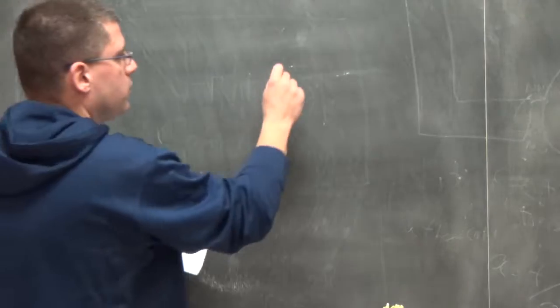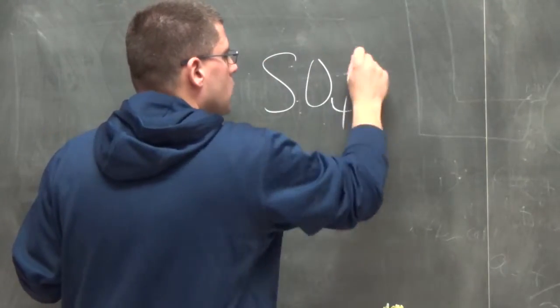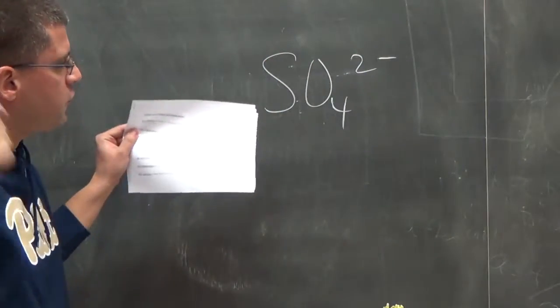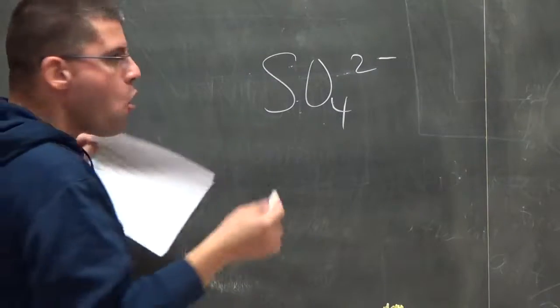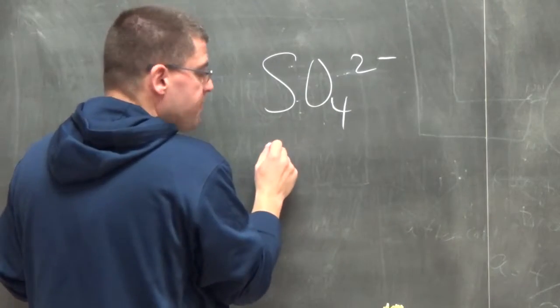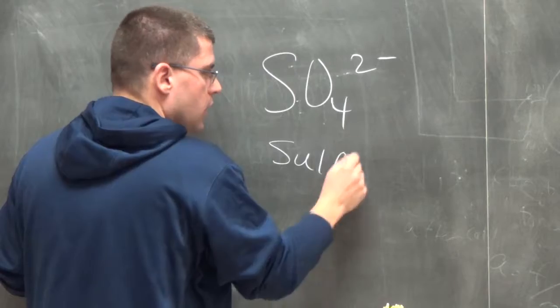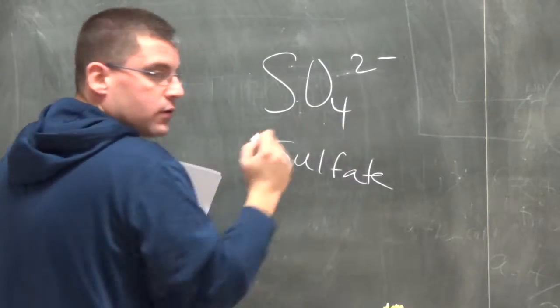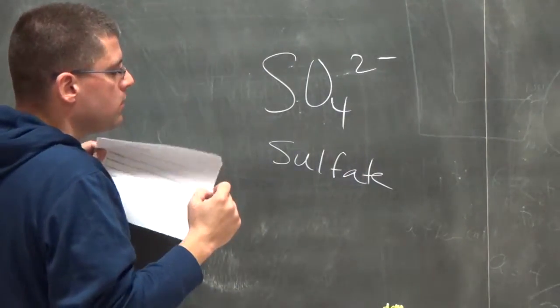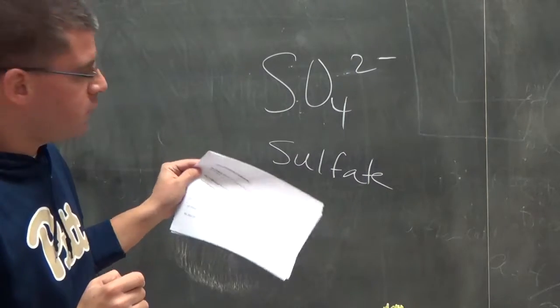Here's a corny one. Here's a good one. SO4 2 minus. Oh boy. Well, let's see. Sulfur. Oh, that's right. It's called sulfur. It's got oxygen. Ready for this one? Sulfate.